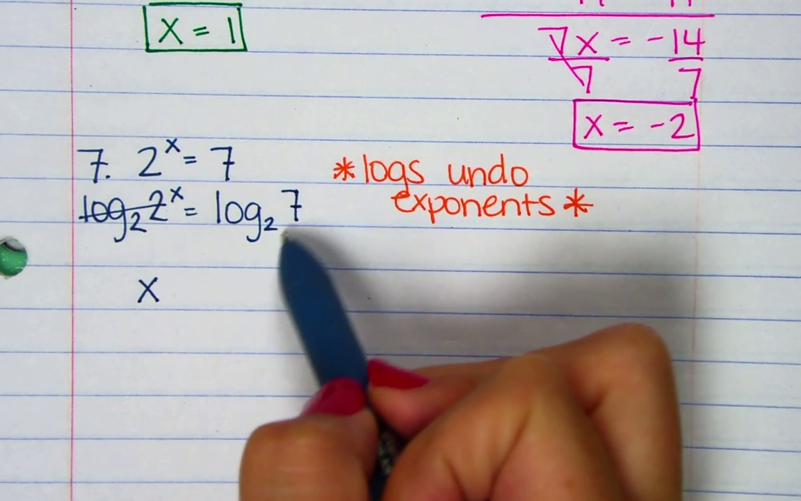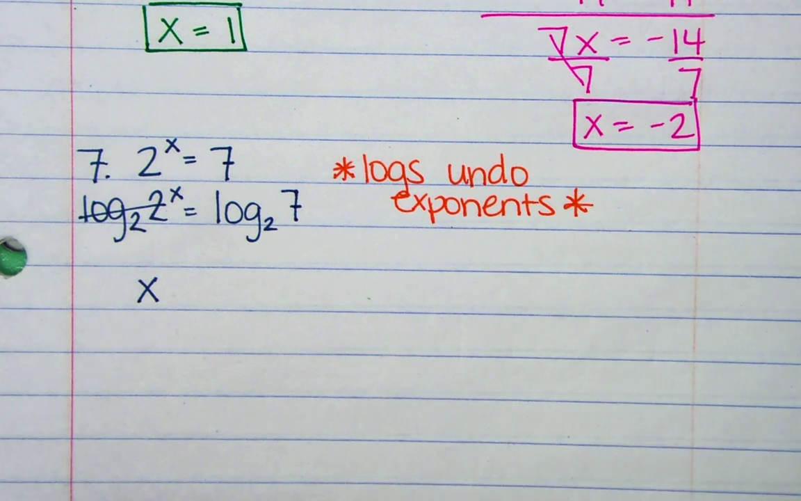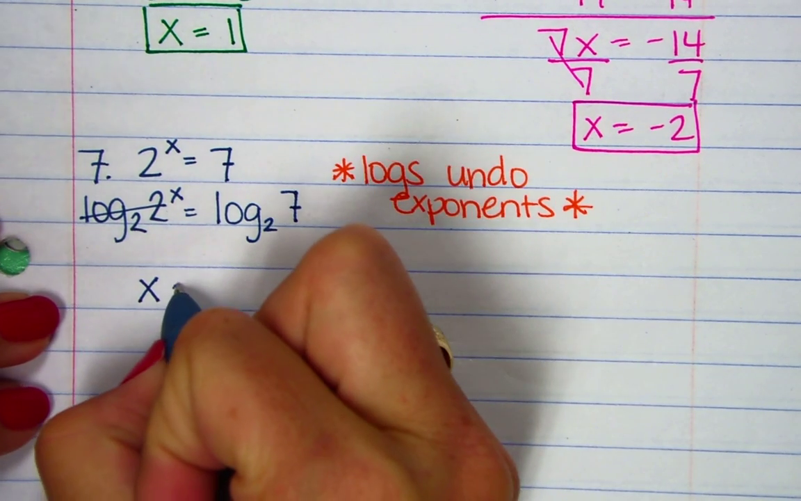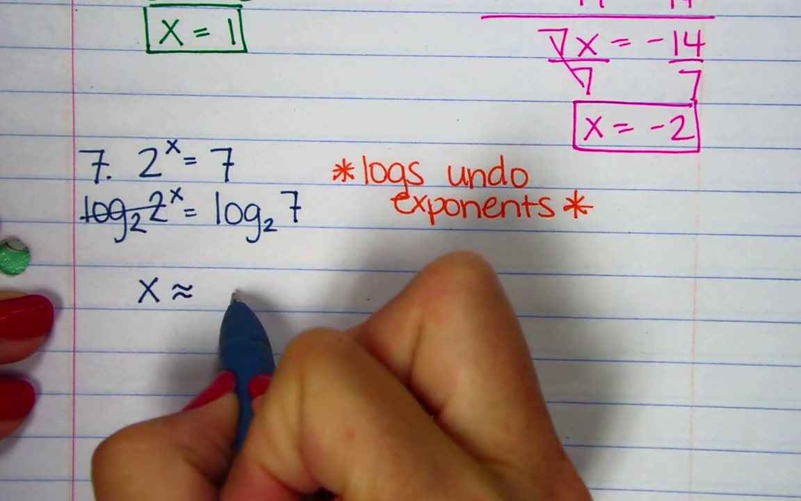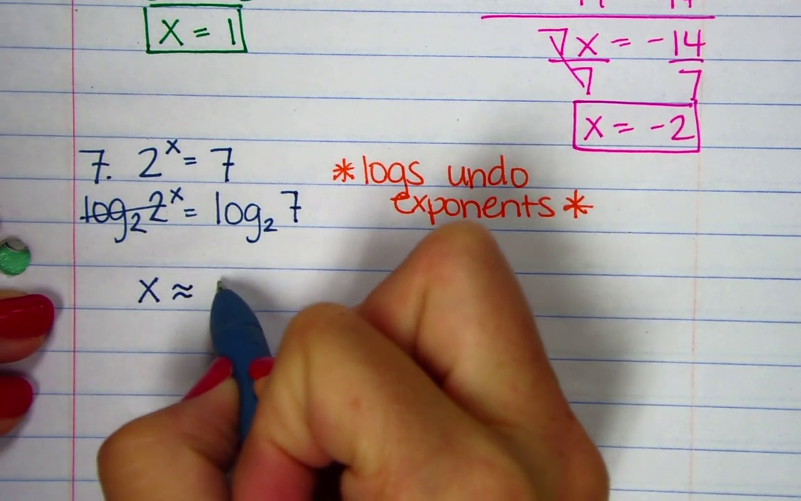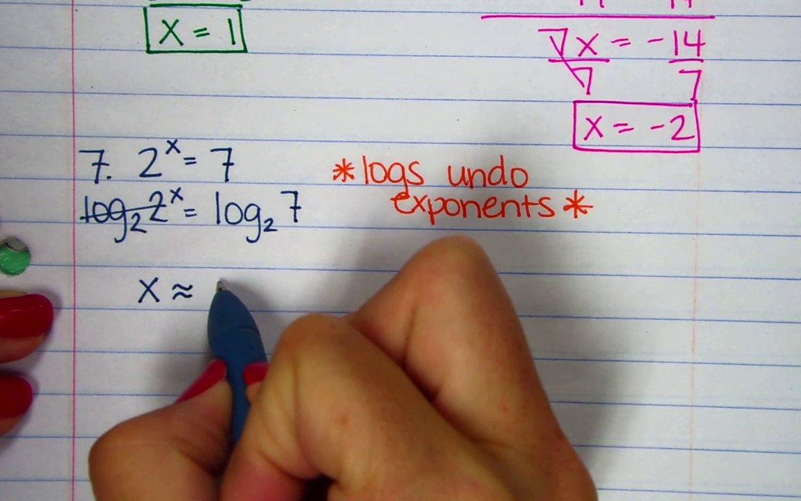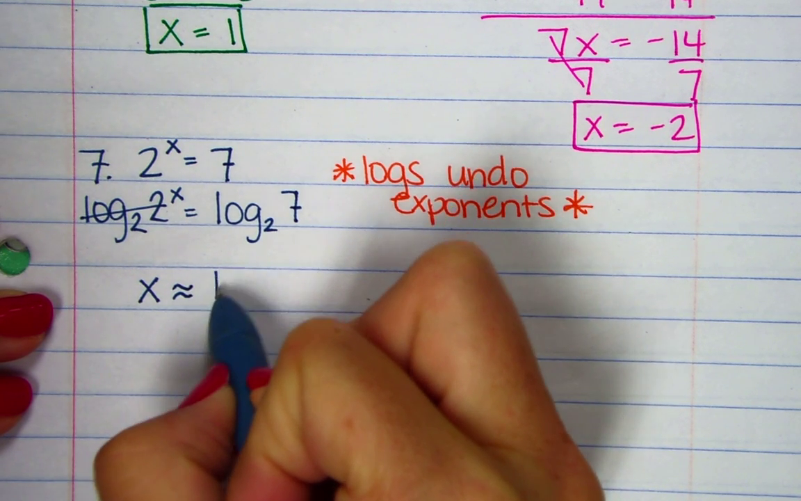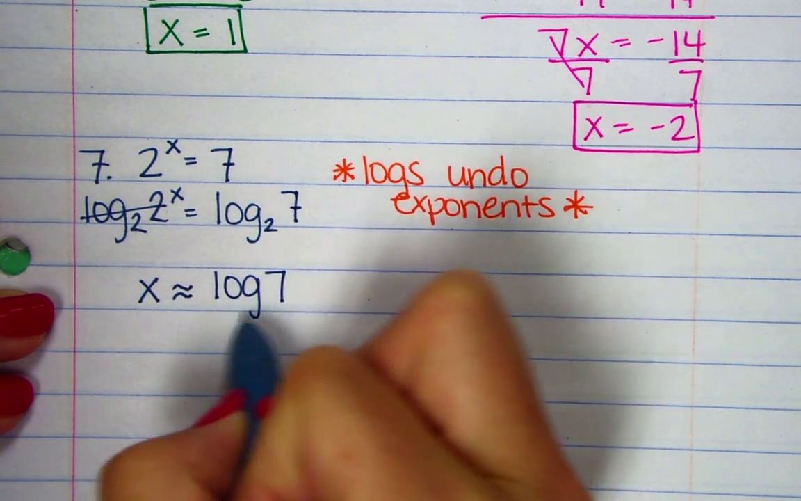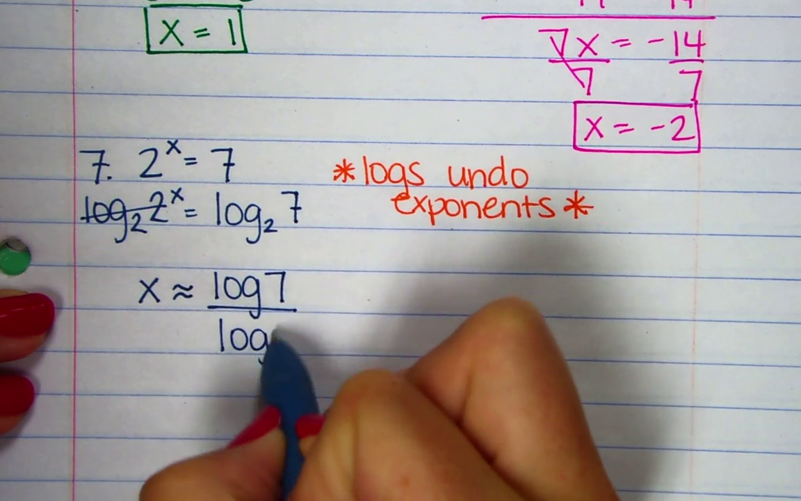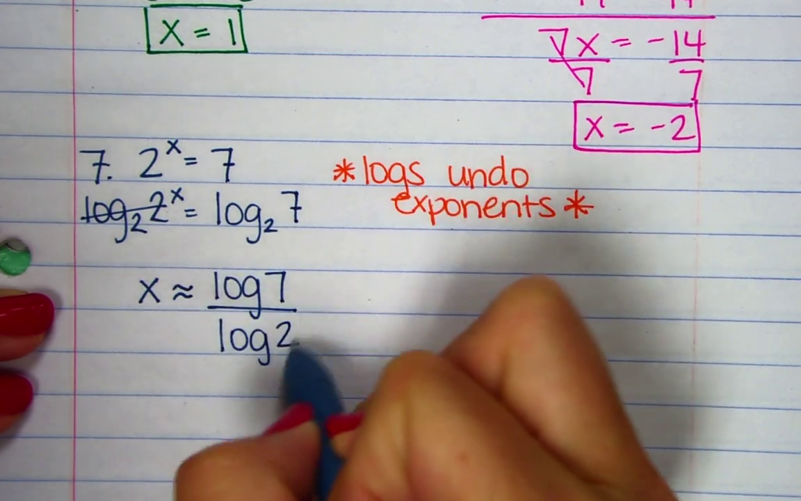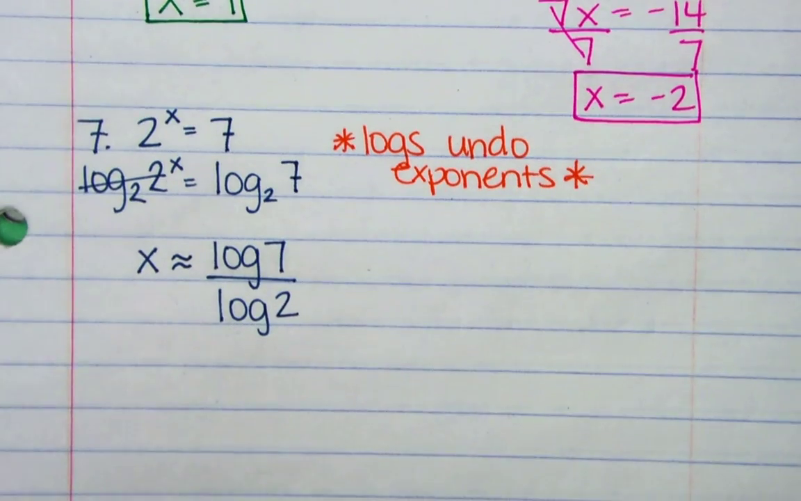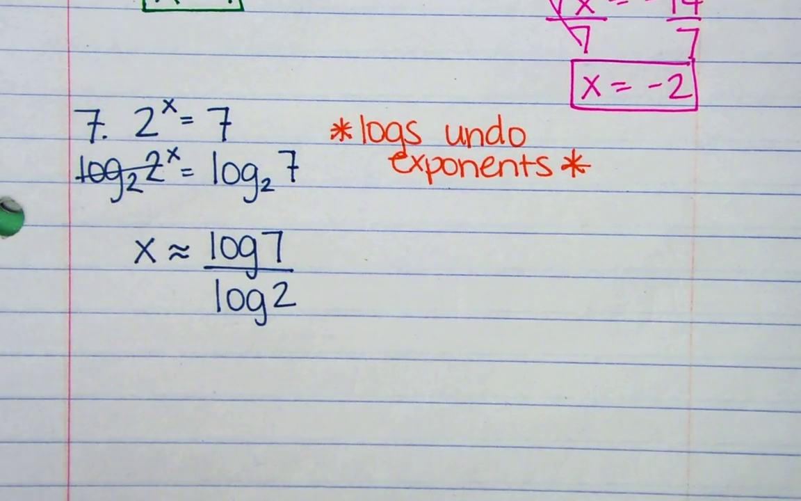Since this is not the same, we got to do something different. But it's something that we've already learned, the change of base formula. I'm going to use a little squiggly line because we're going to have to approximate. The change of base formula means we can do it in the calculator. Log of 7 divided by log of 2. That's how I can find out what this is equal to, by using the change of base formula. We talked about it last class. We used it on our 6.3 notes.